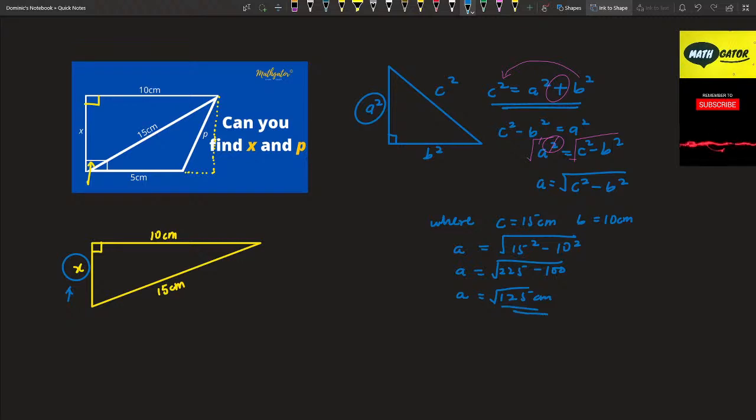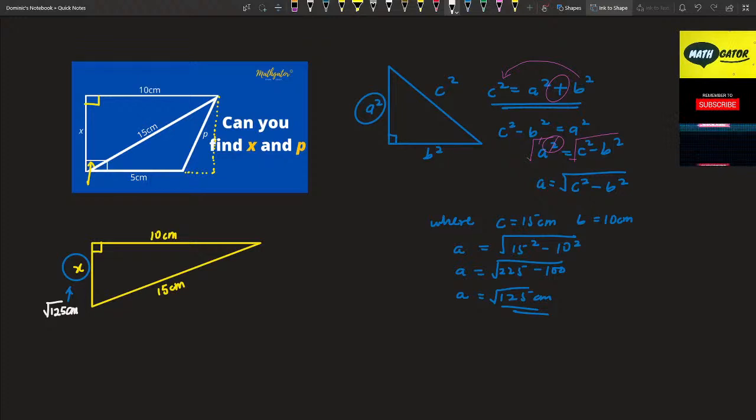125. Okay, so it means the value of x is actually root of what? 125. So let me write it here. Root of 125. Please do not just write 125. Root of 125 is different from 125. Assuming it was 25, then it basically means that at the end of the day it becomes 5, because the square root of 25 will be 5.